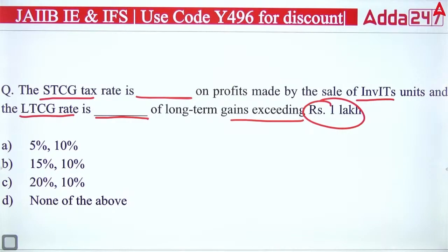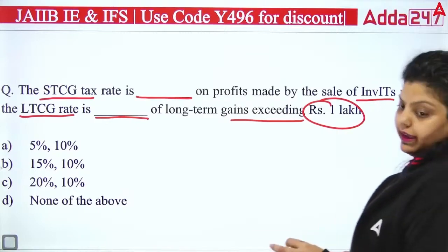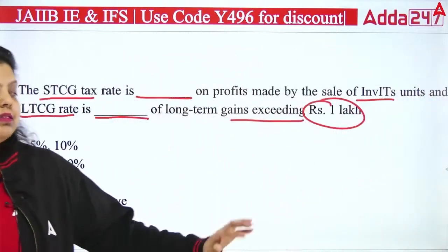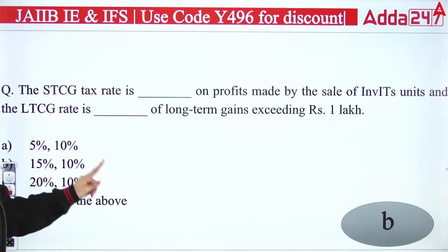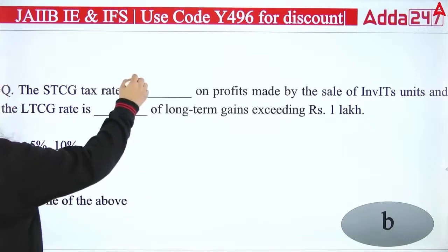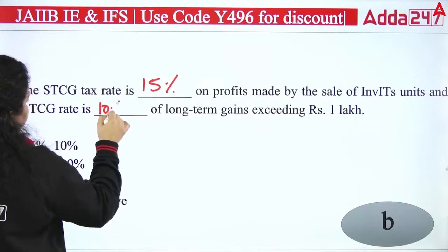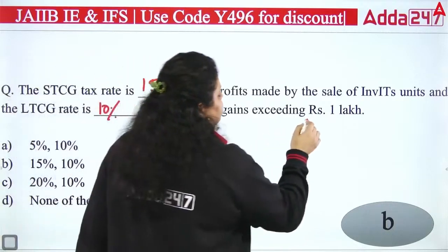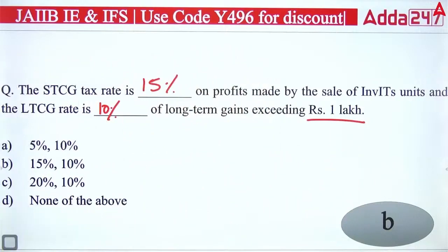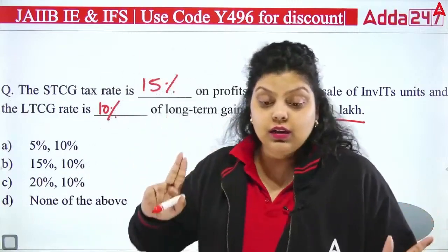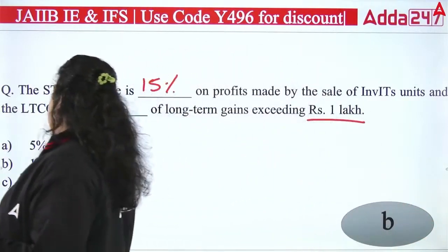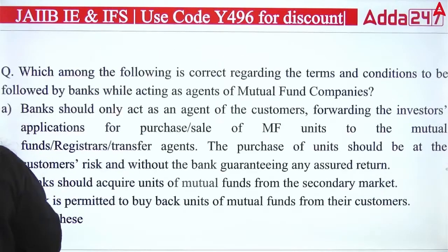And the right answer for this will be, in the short term capital gain tax it is 15%, in long term capital gains it is 10%. So simply your right answer will be option number B, 15 and 10. So do remember, in short term it is 15%, in long term it is 10%, and the amount you also have to remember, exceeding 1 lakh. Okay, this is the case of InVITs. Also remember, in case of InVITs, two forms of taxes will be there: tax on the dividend, second tax on the capital gain.